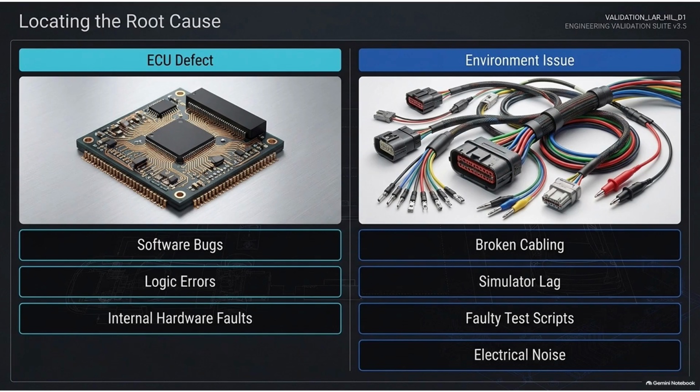The biggest job for a test engineer is deciding: is it an ECU defect or an ECU test environment issue? A defect is a software bug or logic error. An environment issue is a broken cable in the lab, a slow simulator, or a bad test script that has been written. Knowing the difference saves weeks of wasted time in the testing.